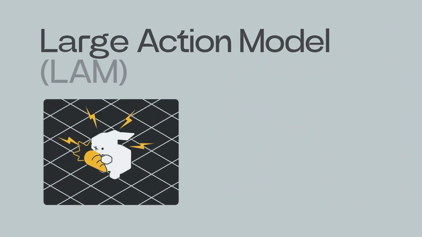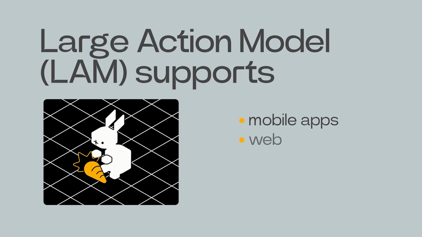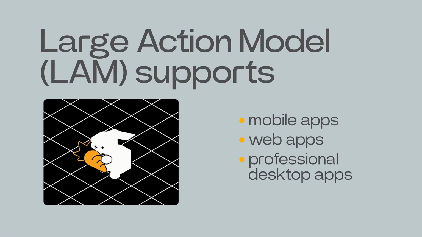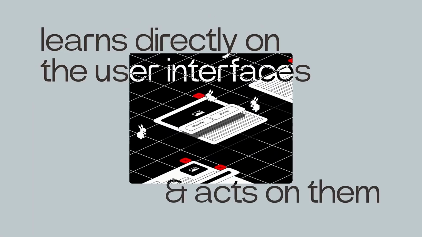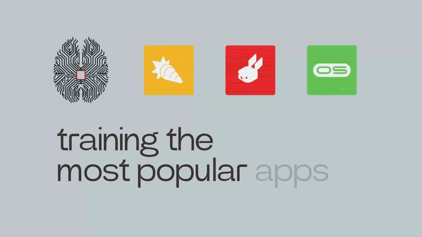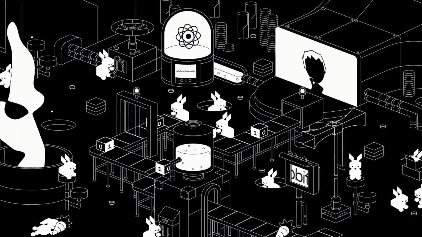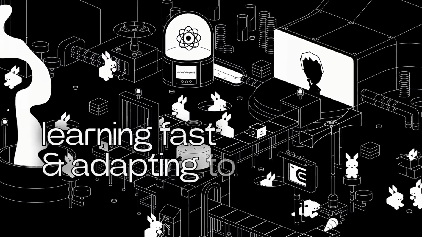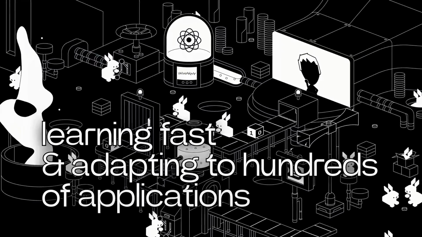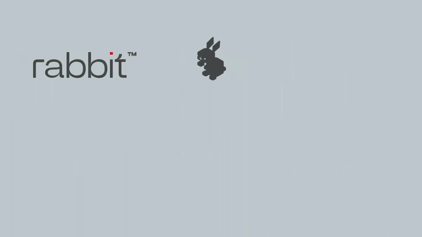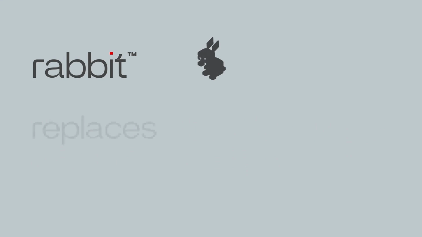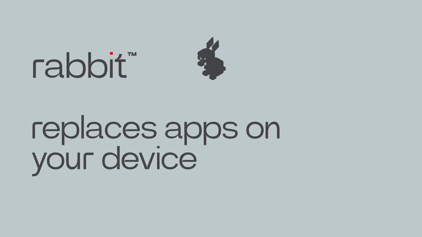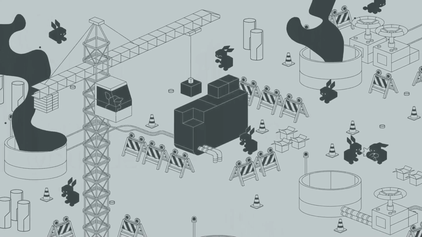The large action model supports mobile apps, web apps, and professional desktop apps. It learns directly on the user interfaces and acts on them. We have already started the training process for the most popular apps. As you're watching this video, Rabbit OS is learning fast and adapting to hundreds of applications. The ultimate goal of Rabbit is to define the first natural language operating system that replaces apps on your device. It's time for the machines to do some serious homework.